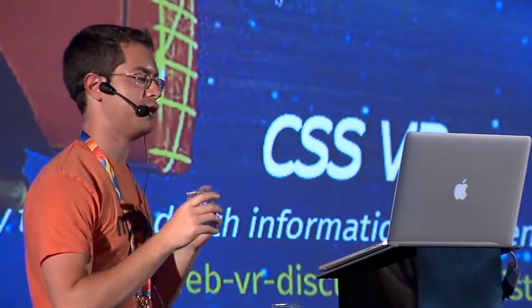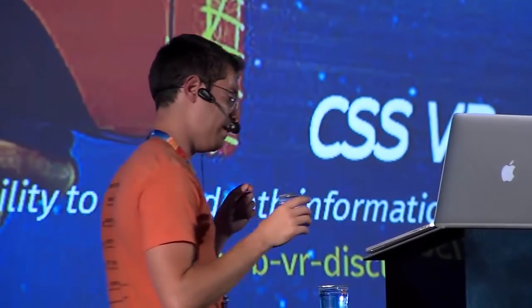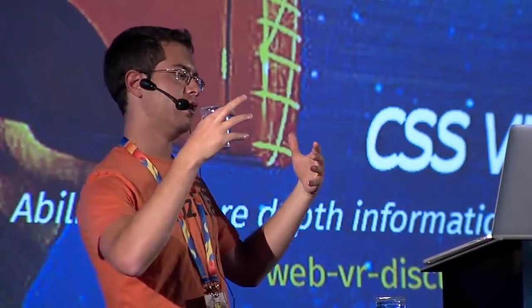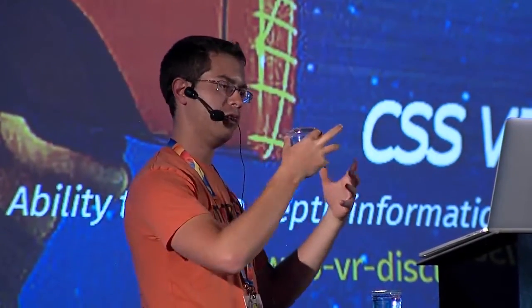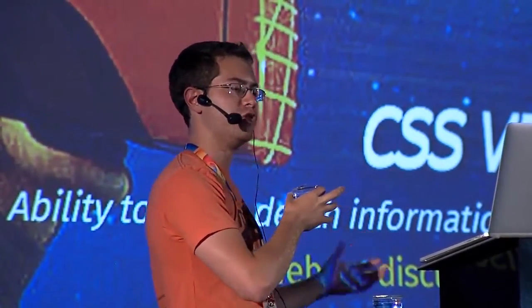And another interesting thing that we're hacking on is something called CSS VR. It's not quite ready yet, but an interesting concept is being able to preserve depth information between the z-index in CSS and the depth buffer in WebGL, and actually be able to position any HTML element three-dimensionally in a WebGL scene.